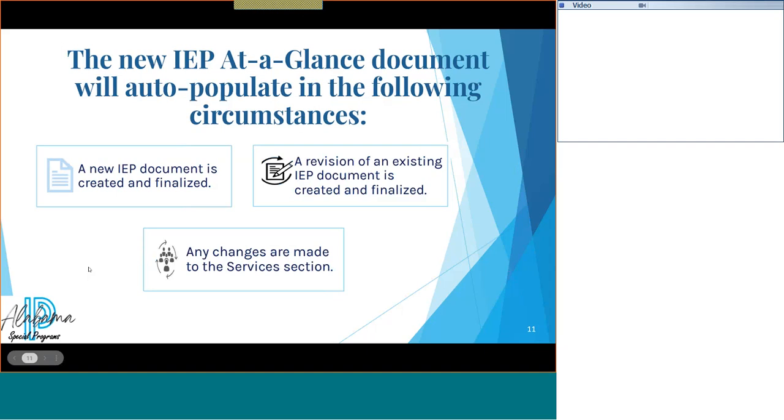Now, these are the conditions and circumstances that generate an IEP at a glance document. It's when a new IEP is created and finalized, or when you revise an existing IEP document. So keep in mind that when you go in and create an amendment, it's going to create a new at a glance, because something was changed on that document. I understand that it could get cumbersome because, just like with our IEPs, it lists that preceding document out to the side, but it's going to create a new at a glance each time.